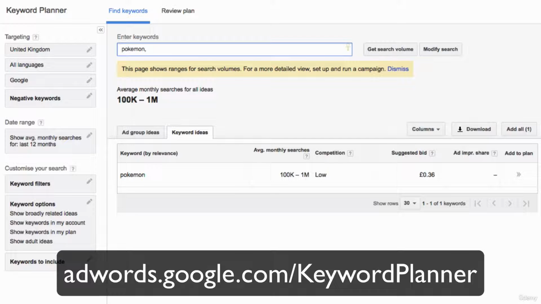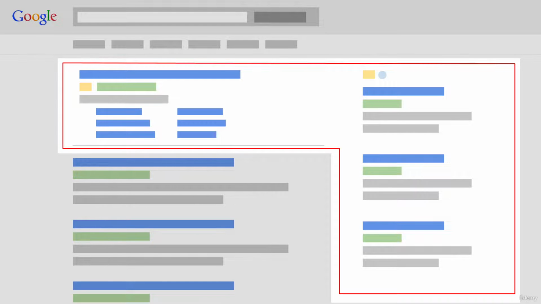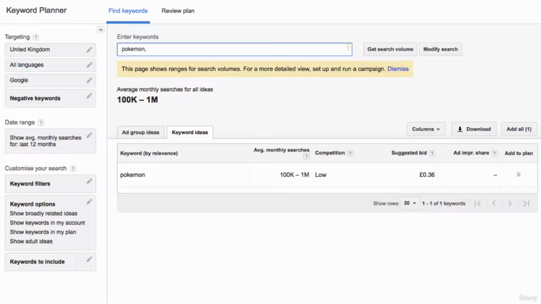A slightly more refined way of doing this is using the Google AdWords tool called Keyword Planner. Keyword Planner gives you a little bit more information. This tool is intended for people who are looking to create Google Ads. That's essentially that top part in Google search, which is an advertisement for a website. But it's also really useful for gauging how much competition your idea has and how many people are actually searching for these particular search terms.